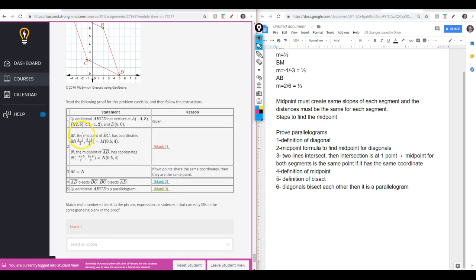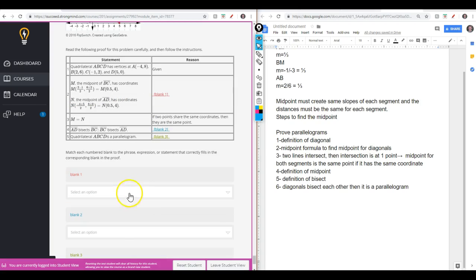So blank 1, I'm noticing that this is the midpoint of segment BC, so I'm going with the midpoint formula. Blank 2, it is saying that segment AD bisects segment BC and segment BC bisects segment AD.